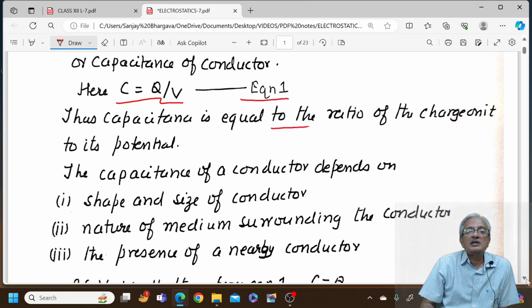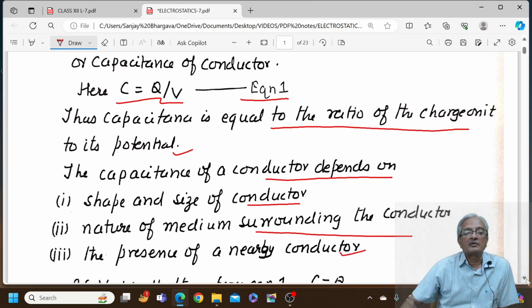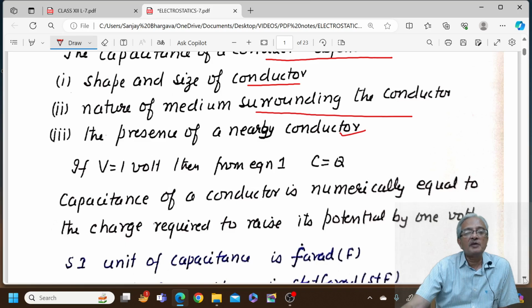The capacitance is equal to the ratio of charge on it to its potential. The capacitance of a conductor depends on shape and size of the conductor, nature of medium surrounding the conductor, and the presence of nearby conductor. So what does capacitance of a single conductor system depend on? Shape and size of the conductor. Secondly, nature of medium surrounding the conductor. For a system of two conductors, it is the presence of nearby conductor which would affect the capacitance. If V equals 1 volt, then from equation 1, C would be equal to Q.